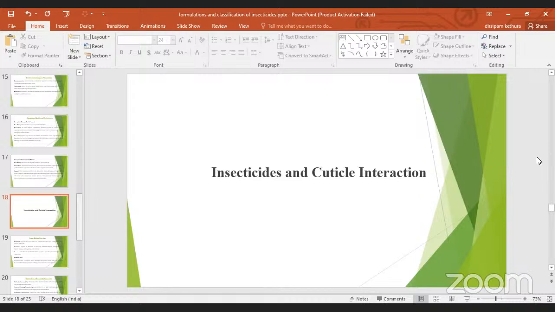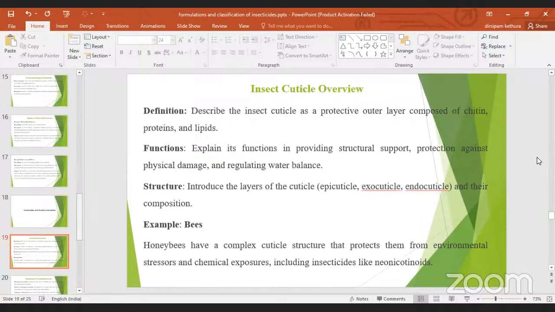We divided the insecticides into 6 different groups, and even completed the evaluation of insecticide toxicity. Okay, how much we have to use. If we are using more, what is the impact of the insecticides on humans and the environment? These are the things which we have studied. And now we are going to talk about insecticides and cuticle interaction. Did you all understand what we have learned till now? Yes, madam. Okay.